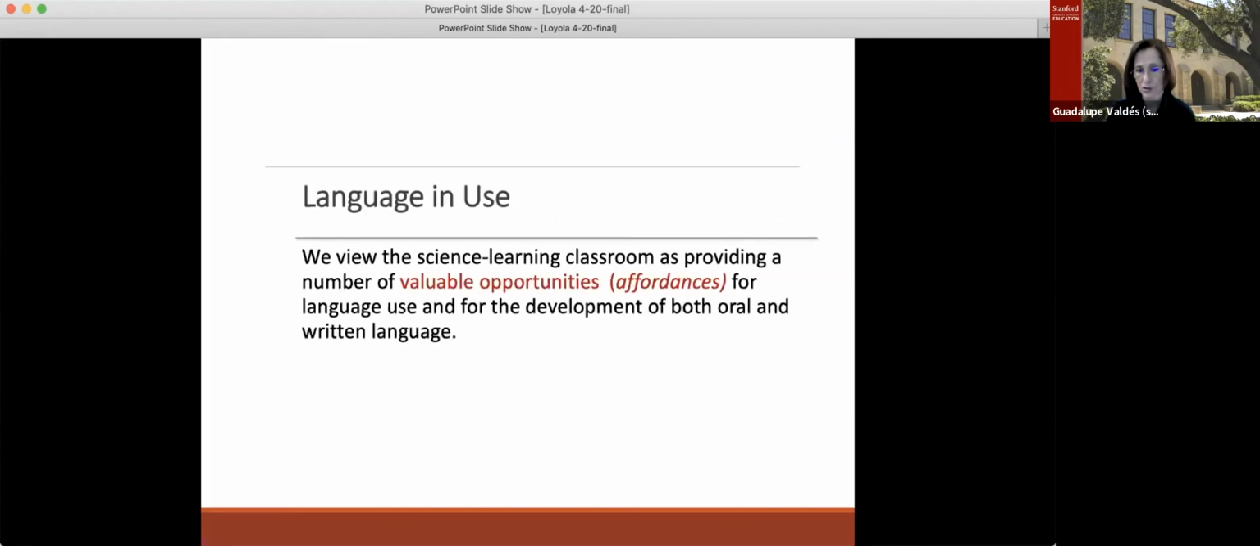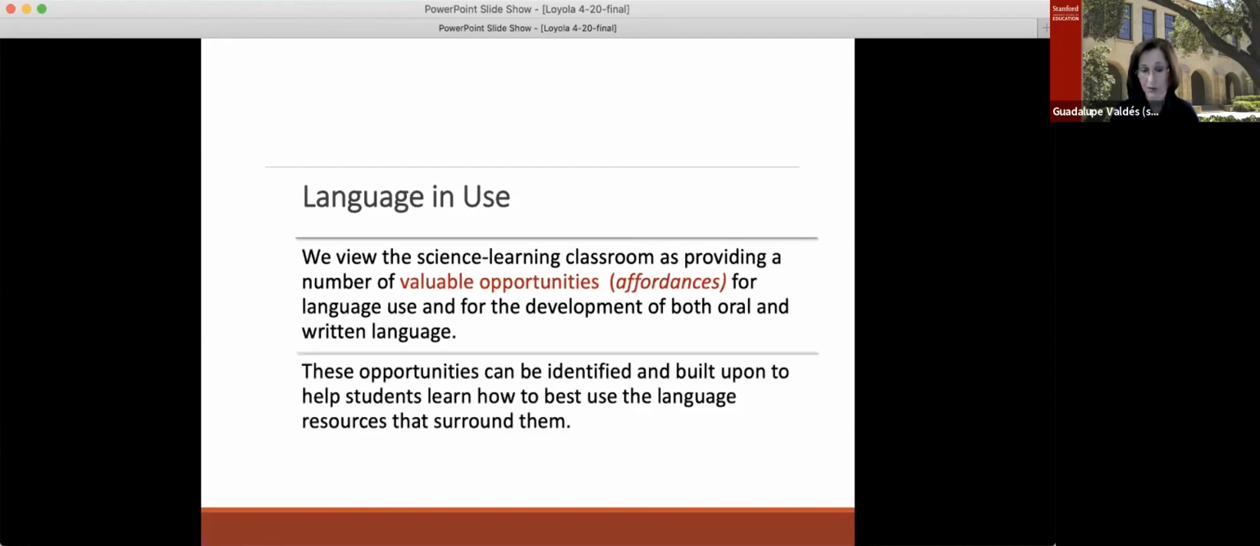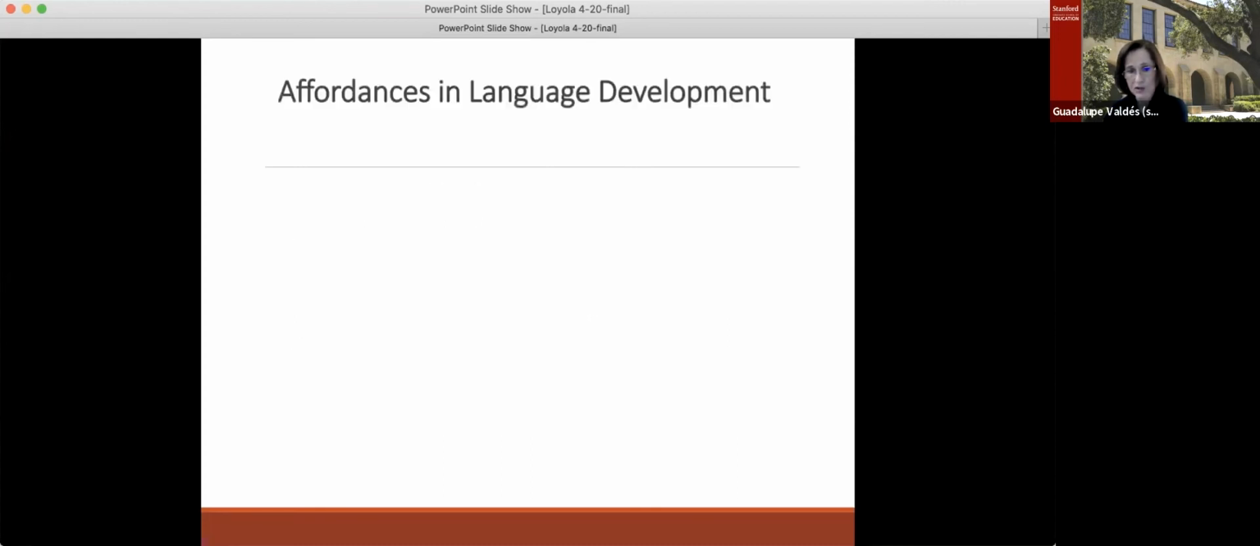So language in use, okay, we viewed the science classroom as providing a number of valuable affordances for being able to hear oral language and to see written language. So all of our materials, all of our activities in those language classrooms had this view that everything that happened around you was an affordance. The moment that the teacher opened her mouth, the moment that she said, let's view a video, that was an opportunity to build on those language resources surrounding them.